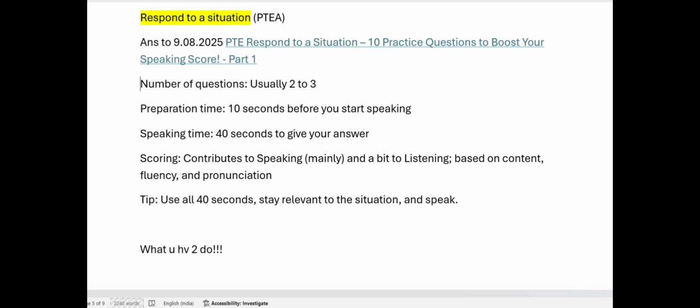Before that again, let's revise what Respond to a Situation type of questions are really all about. We generally have a number of questions, which are usually 2 to 3. The preparation time is 10 seconds before you start speaking. The response time is 40 seconds. The scoring is done in your speaking, which is the major part, and it also contributes to your listening. The scores are checked on content, fluency, and pronunciation.